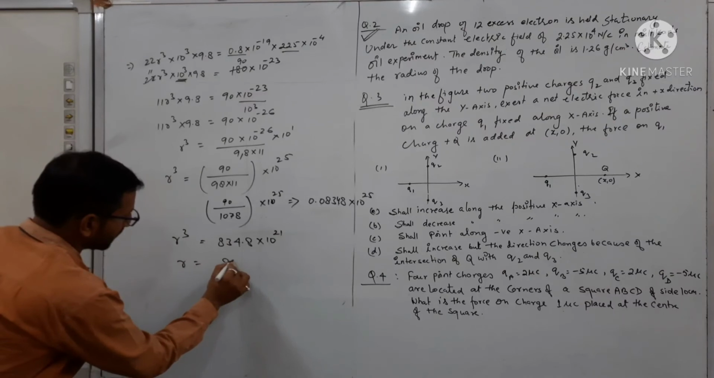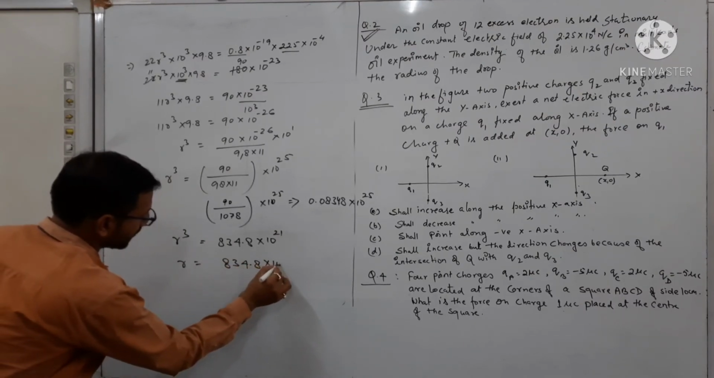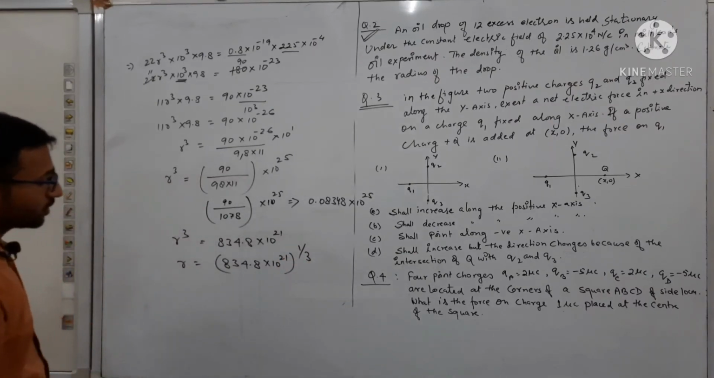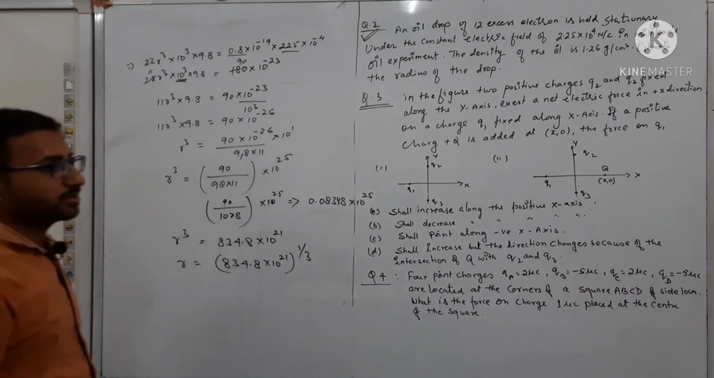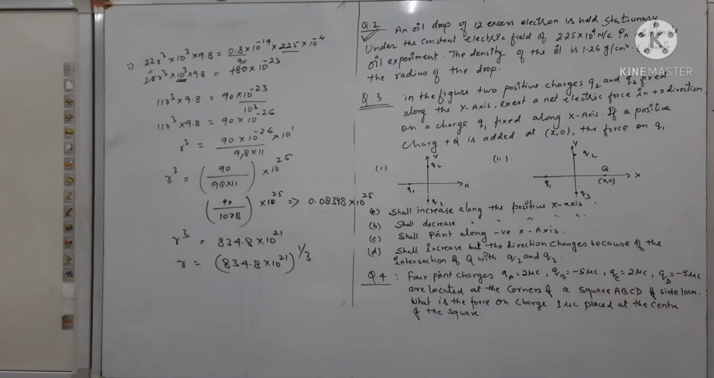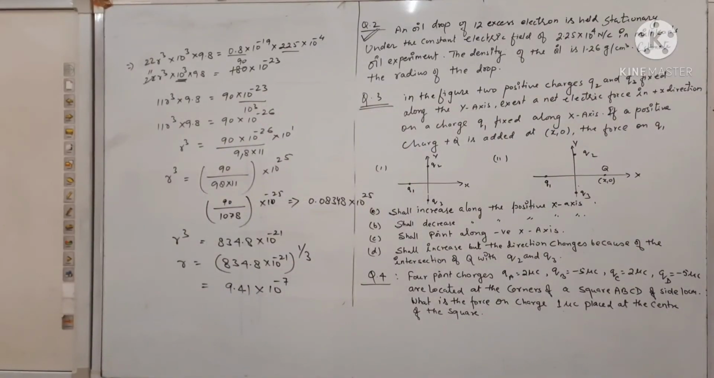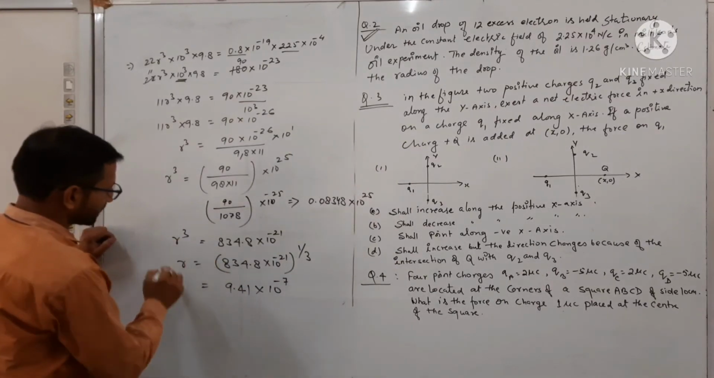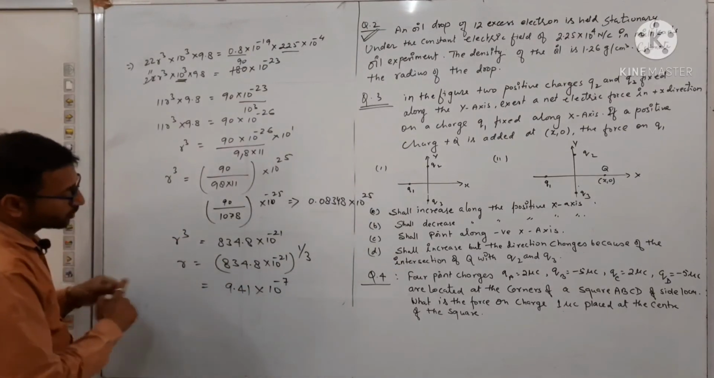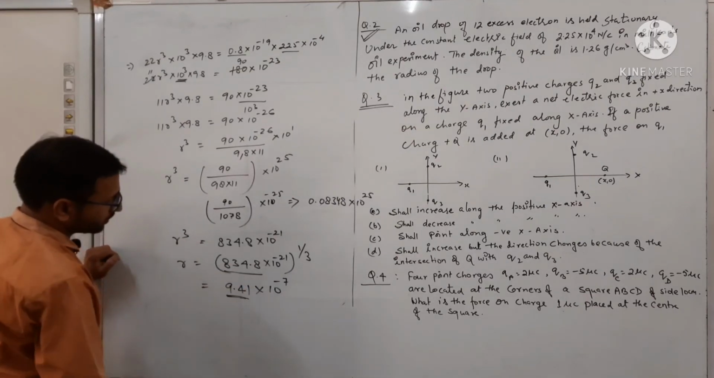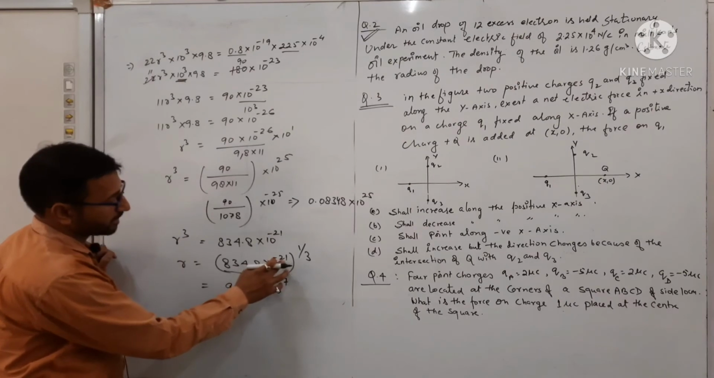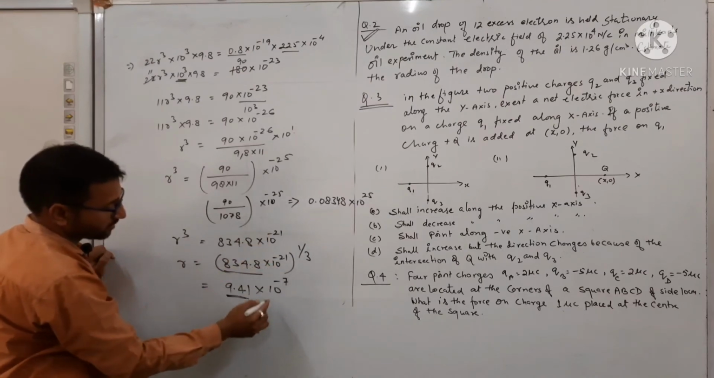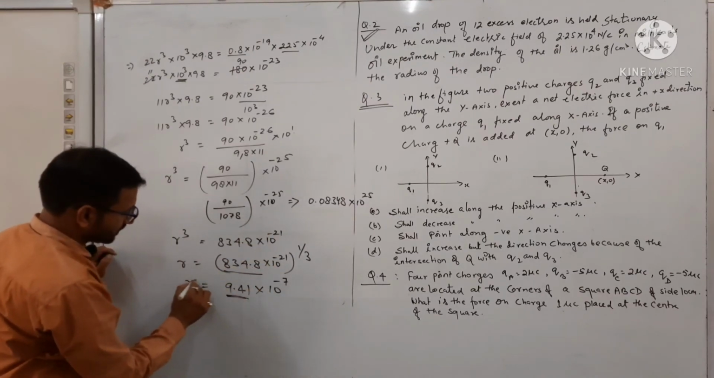Now r is equal to 834.8 into 10 raised to the power 21, all raised to the power 1 by 3. So now we will find the cube root of this. So let me check the cube root. So student, the calculation is large for this condition. So after finding the cube root of this value, the answer is near about 9.41, and the remaining is 10 raised to the power minus 21, because here minus 26 plus 1 is minus 25. This will give us this value.